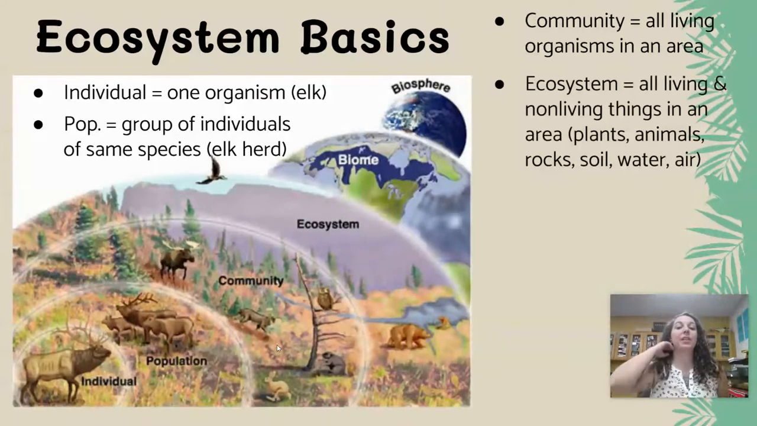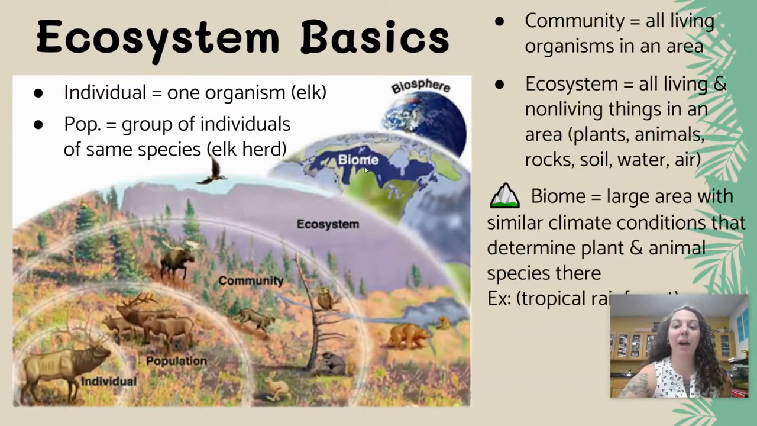Once we start talking about an ecosystem, then we're talking about all the living and non-living things. So you can see in this picture, we've included the little stream, the mountains, the air, all the things that are alive and not alive. And then we have biomes. So these are going to be areas that have similar climate conditions throughout the year, which are going to determine what plant and animal species live there. 1.2 and 1.3 are going to focus on terrestrial and aquatic biomes. Examples would be like the tropical rainforest, the desert, things like that.